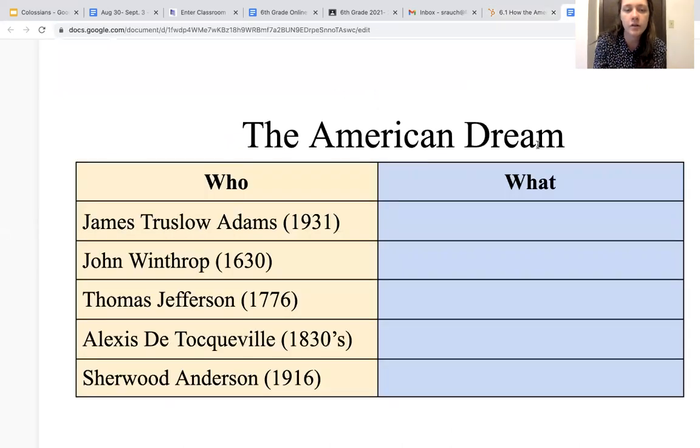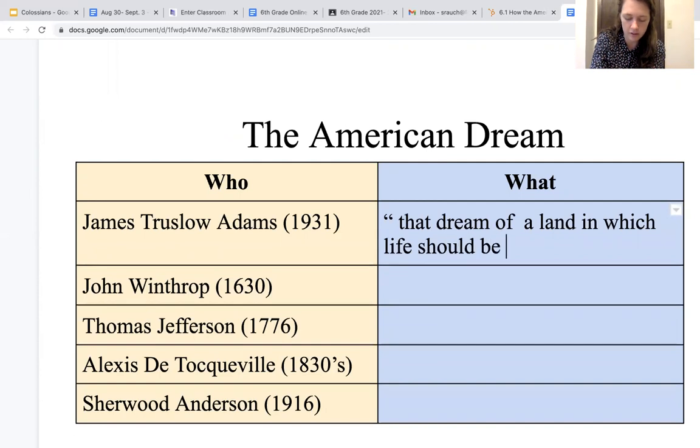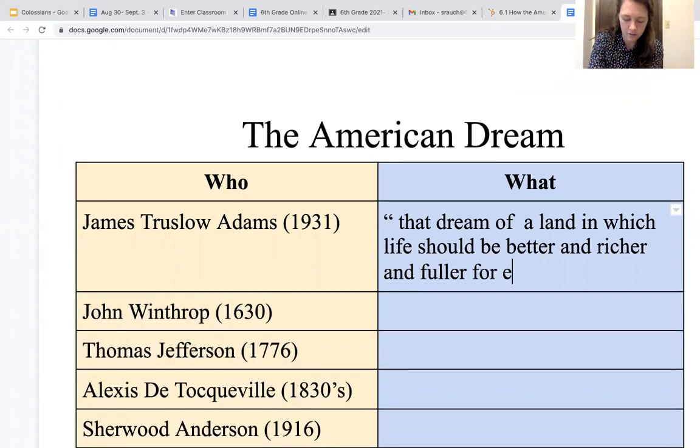So go back to your reader's notebook. And on this side of your T chart, go ahead and write James Truslow Adams. And what he said is he thinks the American dream is that dream of a land in which life should be better, richer, and fuller for everyone. Now I'm putting this in quotations because it's his words and I got it from an article.